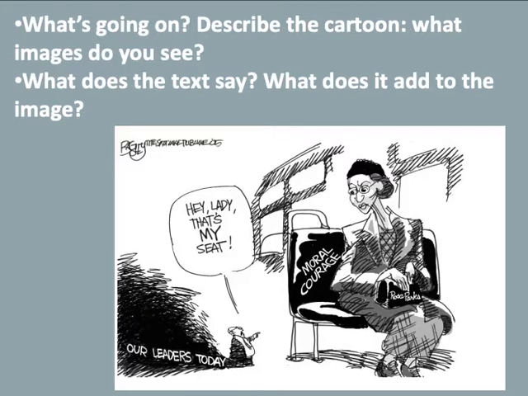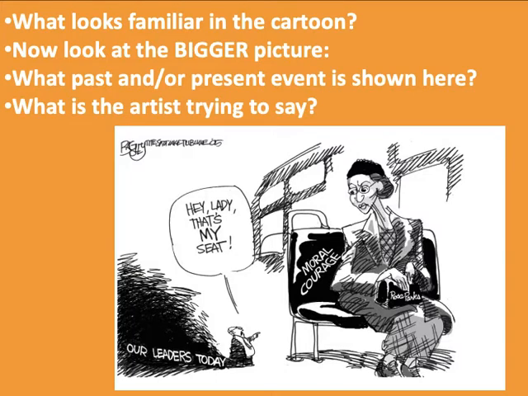So we've described the cartoon, we described the text that we see, and the text gives us a little bit more information about what is going on in this picture. So what looks familiar? We've kind of discussed that. We discussed that it's Rosa Parks sitting there, and we discussed a little bit about what we know about Rosa Parks.